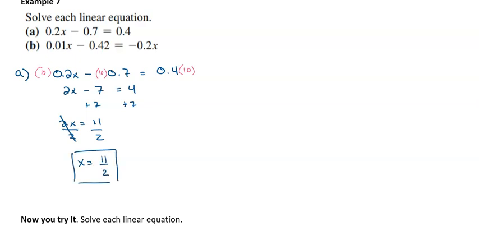All right, let's try the one on the right, the b. So we've got 0.01x minus 0.42 equals negative 0.2x. And I want you to think about, what is the farthest to the right that any of those go? And it would be both of these right here. Both of those.